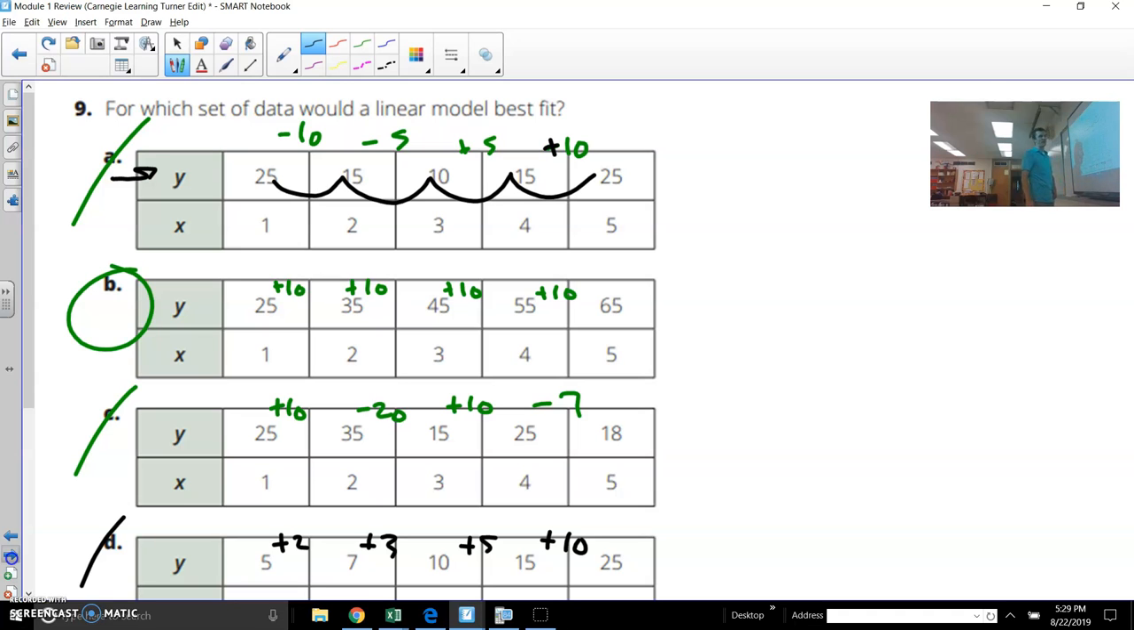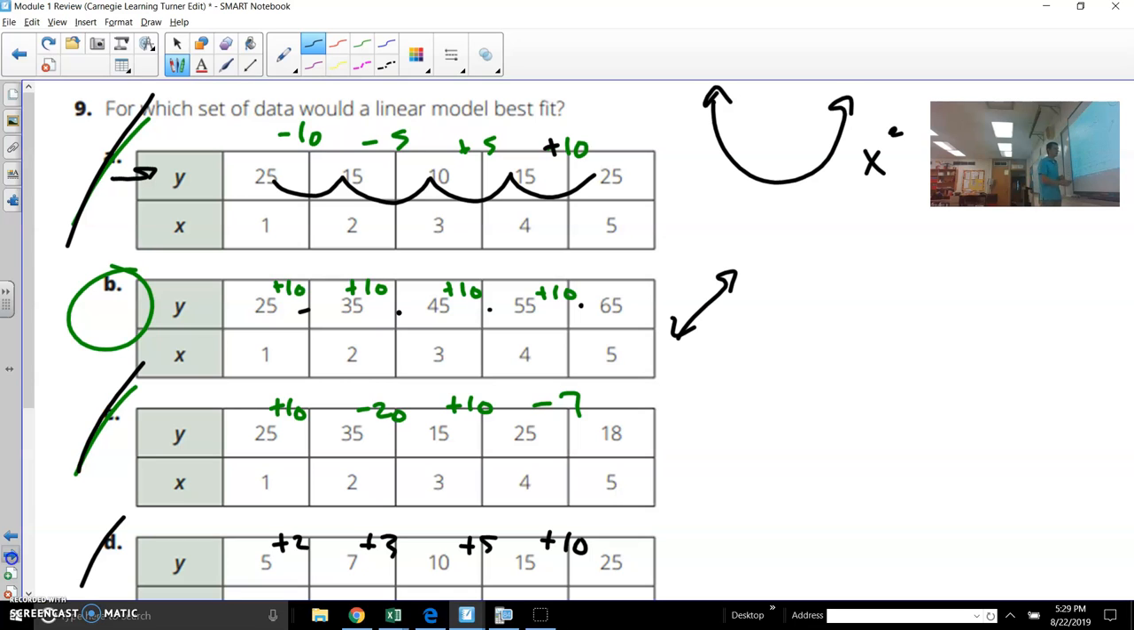So that is definitely not linear. I mean, it's like it's going down and back up, way more quadratic in nature. So I didn't really care for that one. But the B looked better because it's consistently adding 10 over and over and over. That is definitely a linear idea. It's adding a constant rate of 10 over and over and over.